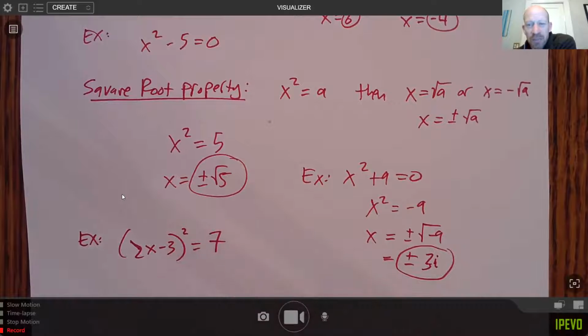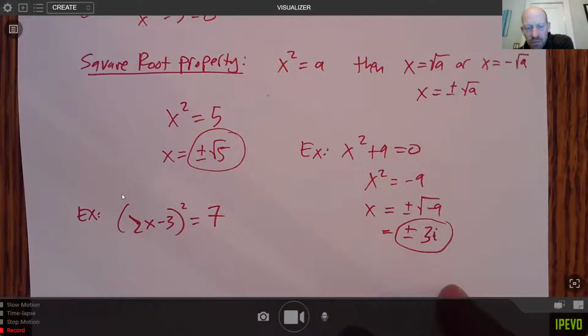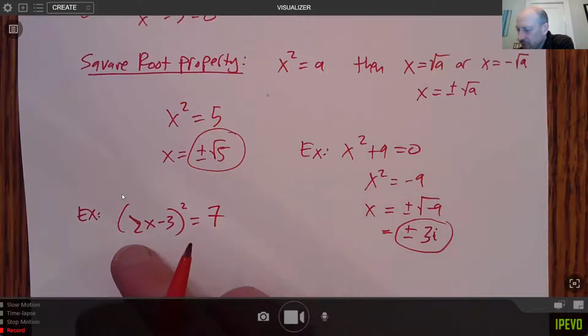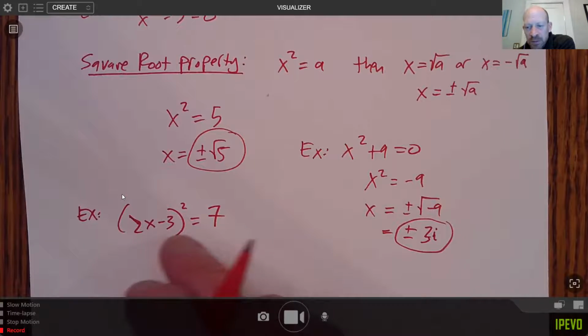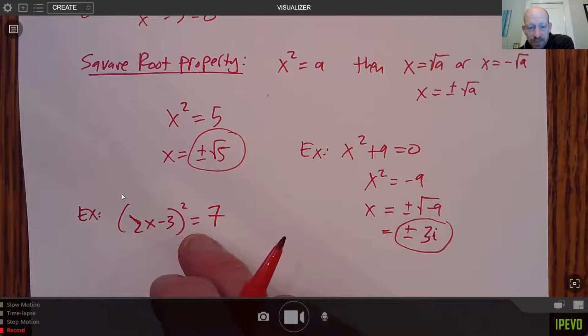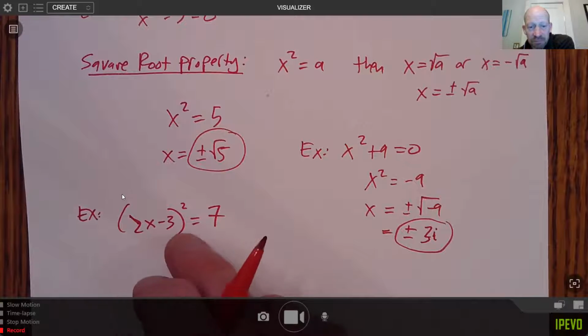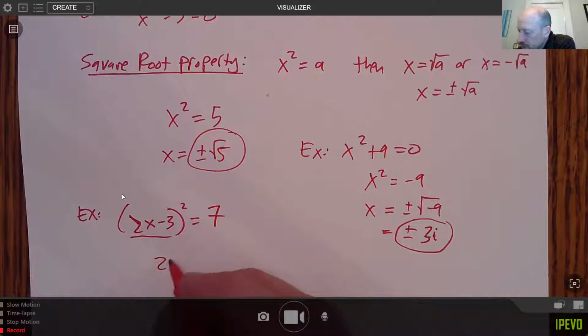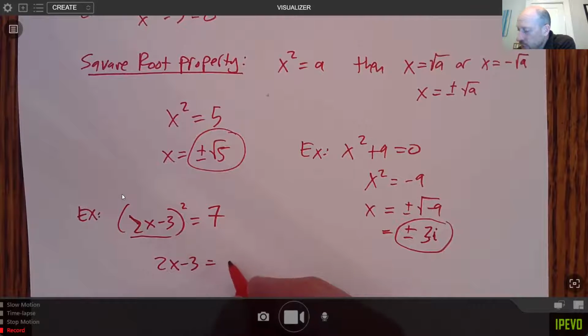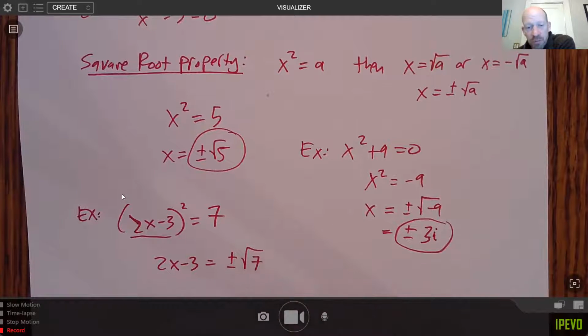This property even applies to things that are a little bit different looking. Here we have not just x squared equals 7, but 2x minus 3 squared equals 7. Well, it turns out that's not that different. This part inside has to equal plus or minus the square root of 7.